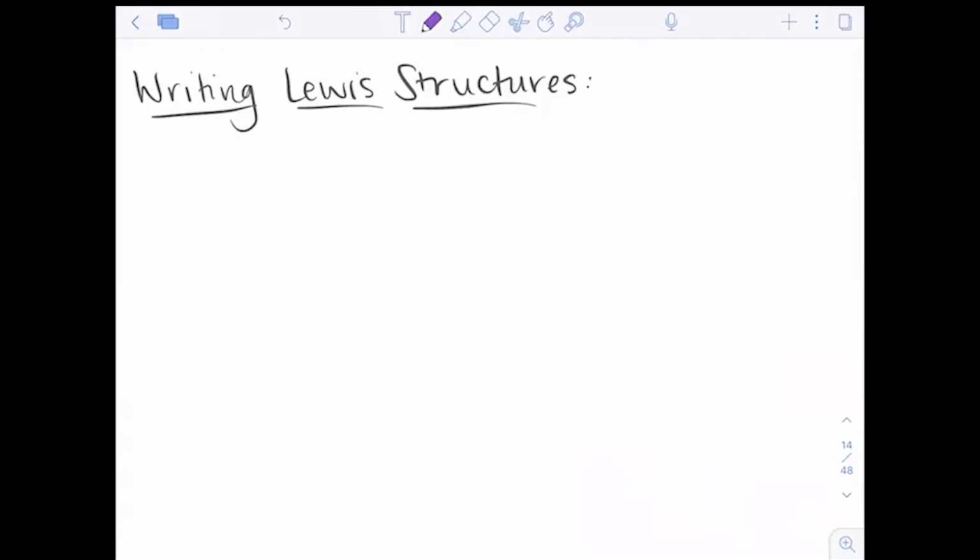Now, writing Lewis structures. This will be one of the most important processes that we do in this unit. If you do not understand or struggle with Lewis structures, you will struggle with the rest of the unit in terms of identifying what the molecular structure looks like in three-dimensional space. So what we do want to do in writing Lewis structures is follow a couple of steps, a guideline, if you will, or a process in order to be successful.